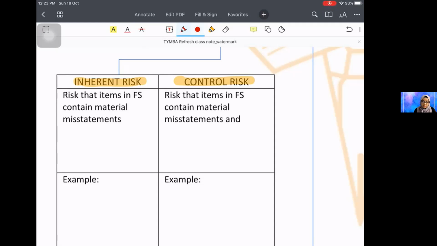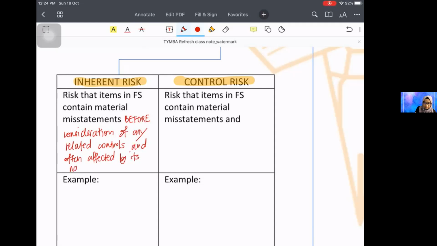Risk that items in financial statement contain material misstatements before consideration of any related controls and often affected by its nature. So from the definition itself, we can say that this inherent risk arises before any related controls are there. Before you have control, there is already risk in the financial statement and often affected by its nature.